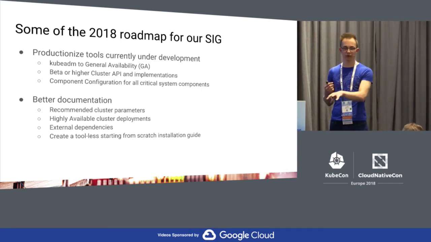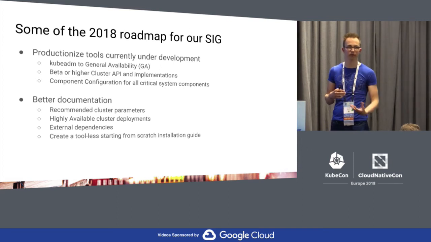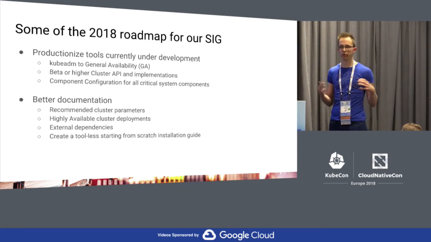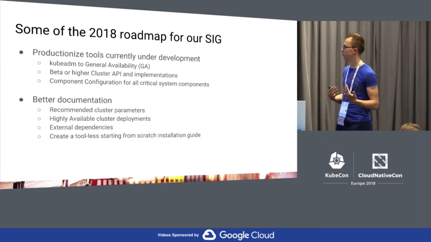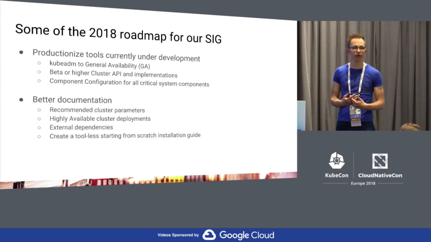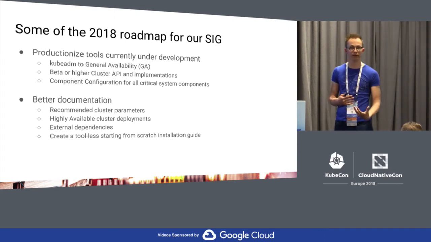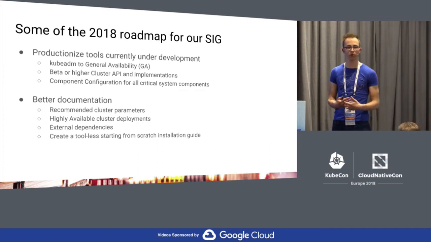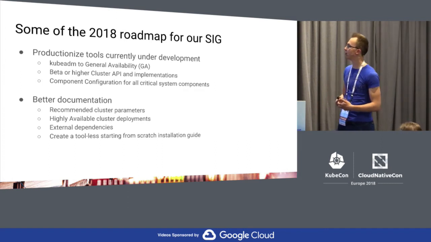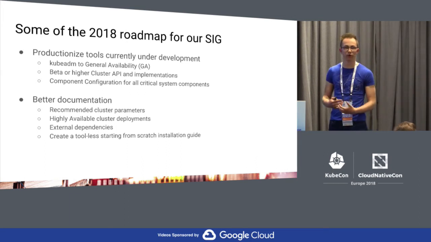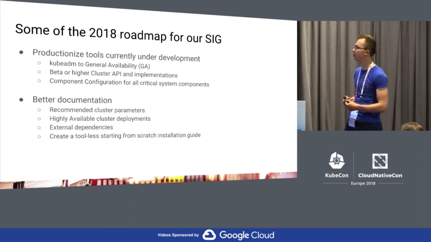There's one component configuration for each component in Kubernetes, but most of these are in the alpha state right now, because the community in general hasn't really yet decided on the exact format or structure of these configuration types. In order for us to promote kubeadm to GA, we have to have these component configuration types at least in the beta state, so people can rely on them for kubeadm's configuration in turn. So that is one thing we're working on with the rest of the Kubernetes community.